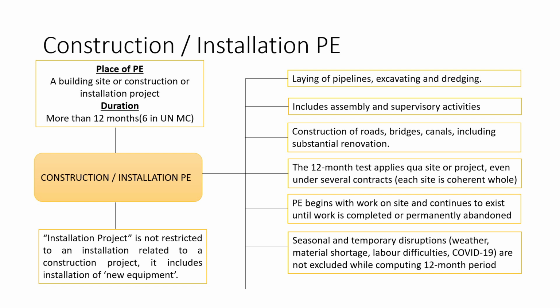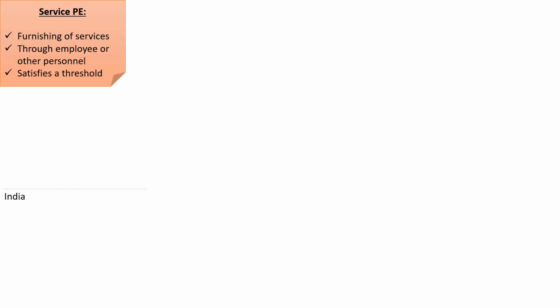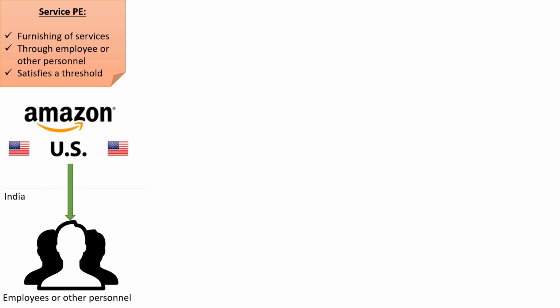A site should not be regarded as ceasing to exist when the work is temporarily disconnected. Seasonal or other temporary interruptions should be included in determining the life of a site. Seasonal interruptions include interruptions due to bad weather. Temporary interruptions could be caused, for example, by shortage of material or labor difficulties or COVID outbreak, etc. While computing the threshold, subcontractors' time spent on the project, site, etc. should also be included.